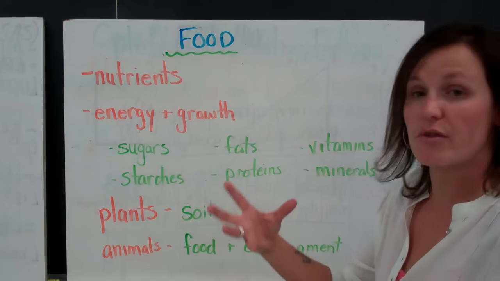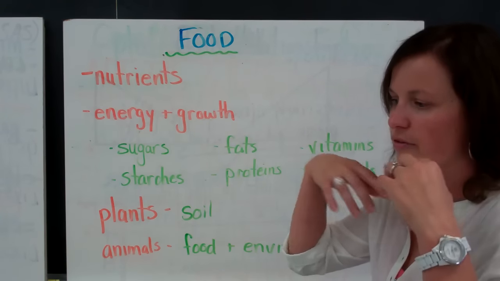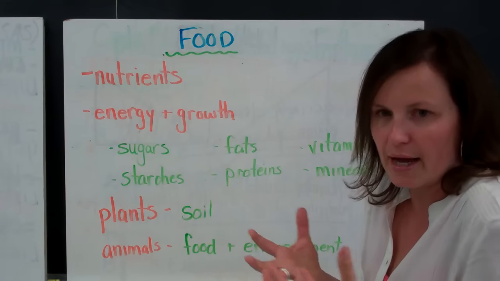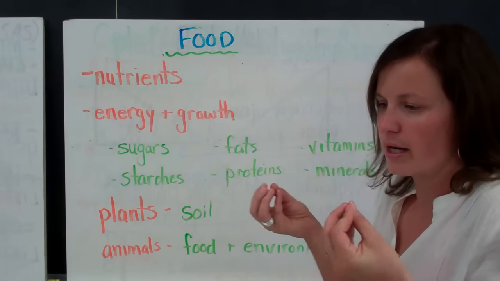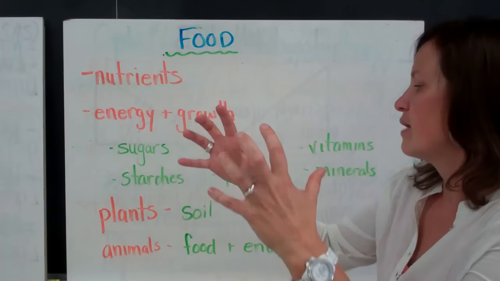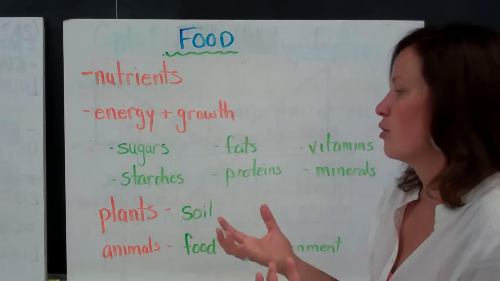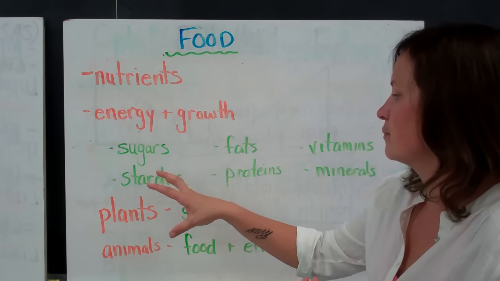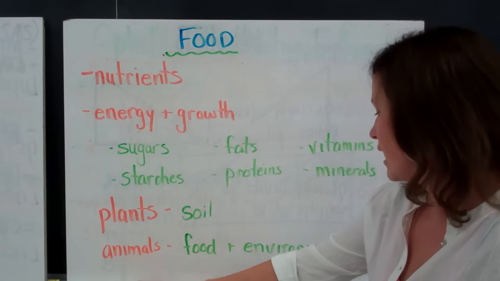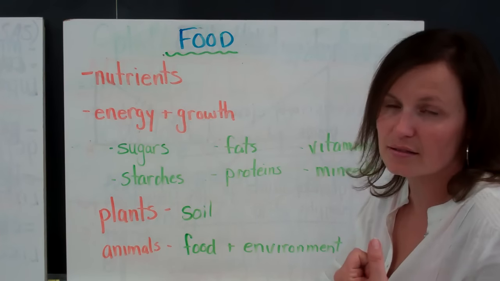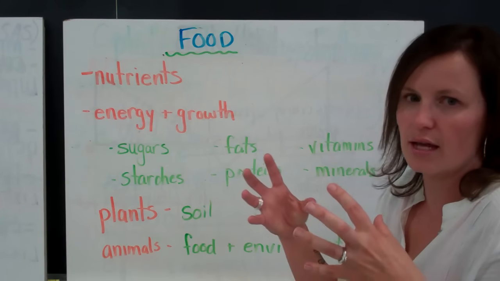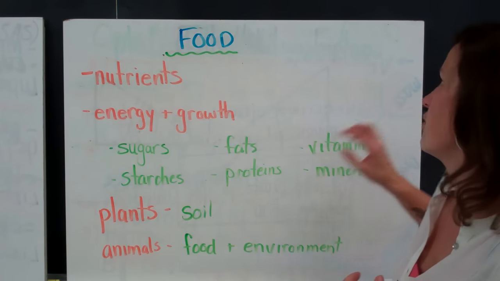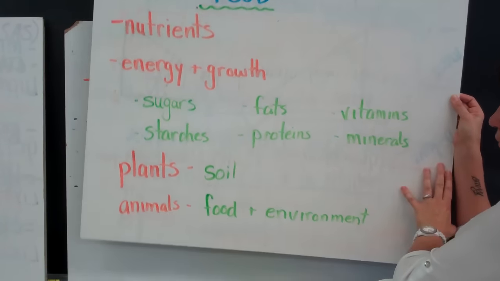Plants get these nutrients from the soil, so that cycle of things decomposing and breaking down and becoming part of the soil. The nutrients and energy from those organisms break down, go in the soil, and the plants absorb that through their roots, and that's their food supply. Animals can get it from what they eat. So once they eat a plant or another animal, they consume those nutrients through that food, or from the environment around them.